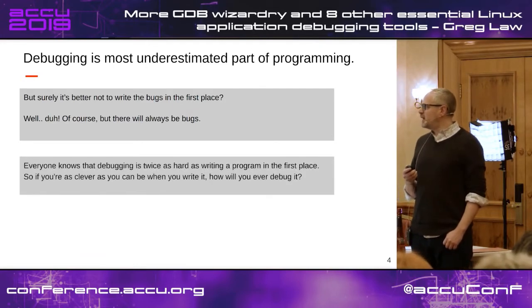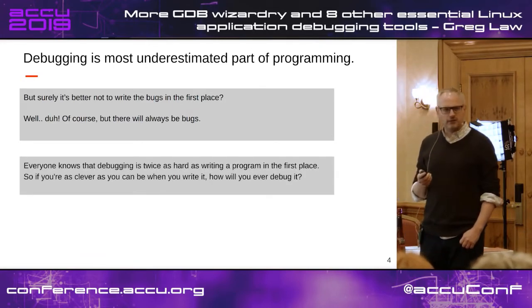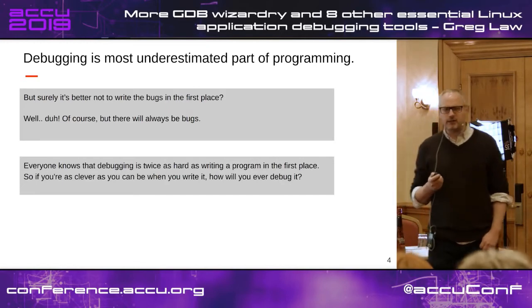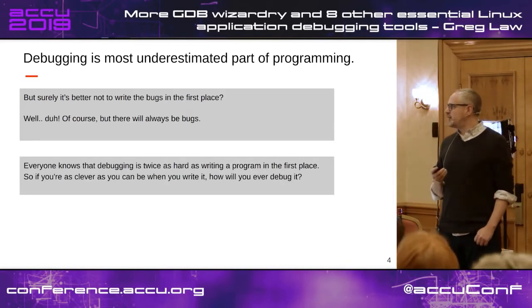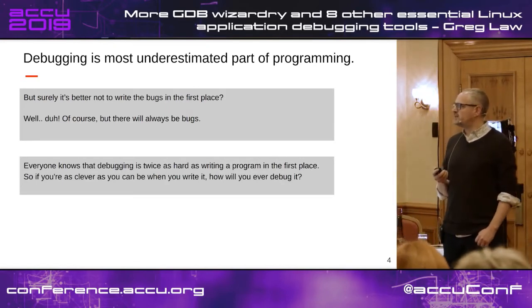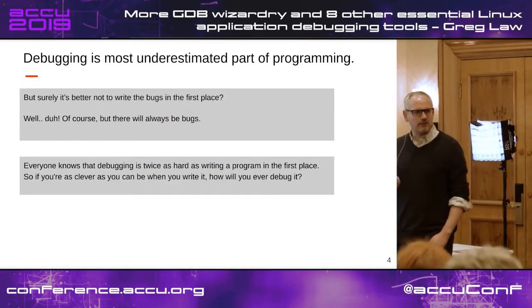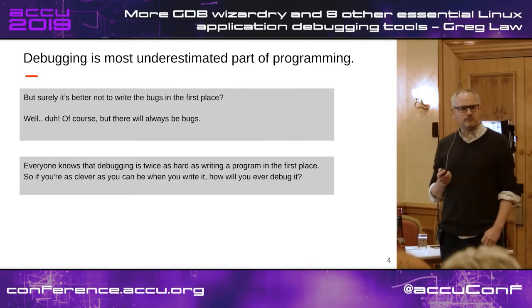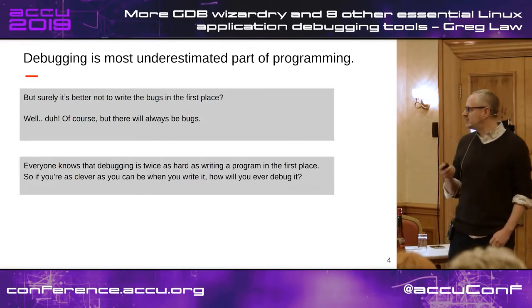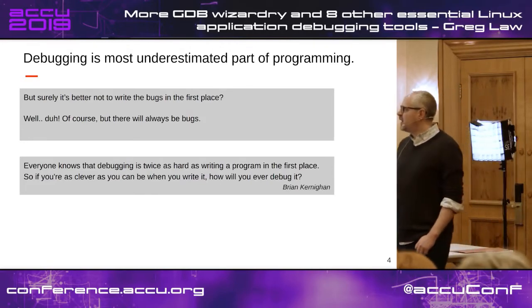So here's a nice quote, straying dangerously close to generic advice, but it's not mine, so I think I can say it. Everyone knows that debugging is twice as hard as writing a program in the first place, so if you're as clever as you can be when you write it, how will you ever debug it? Anyone? I bet a lot of people have heard that quote before. It's well known. There's a few nods. Anyone know who said it? Kernighan, yes. Very wise man.